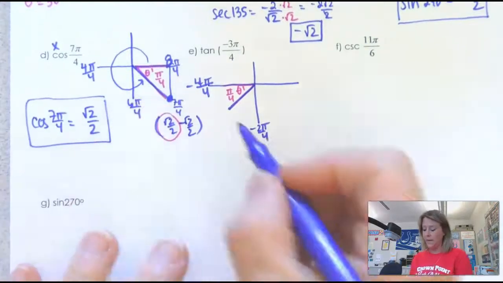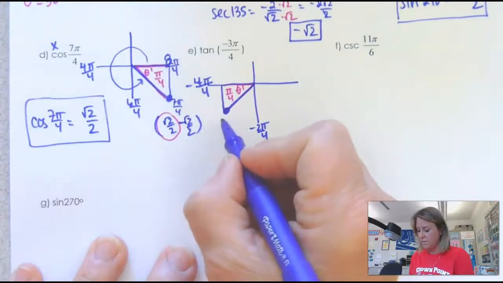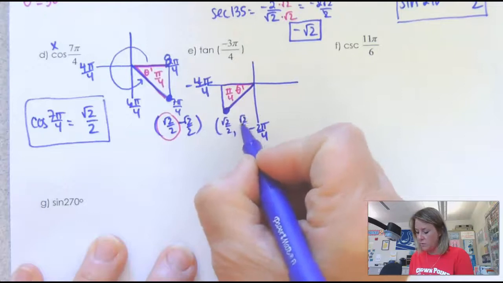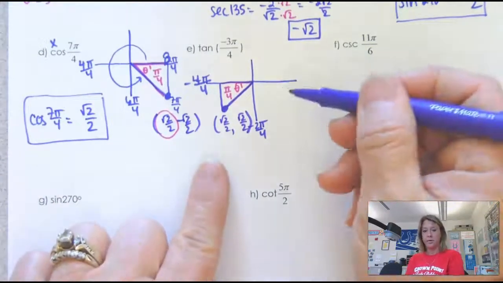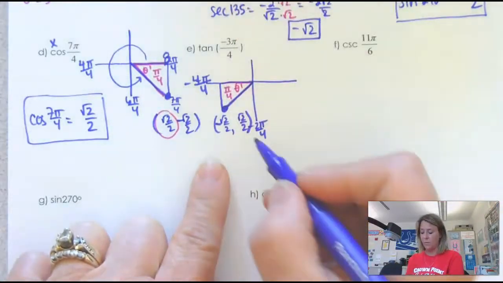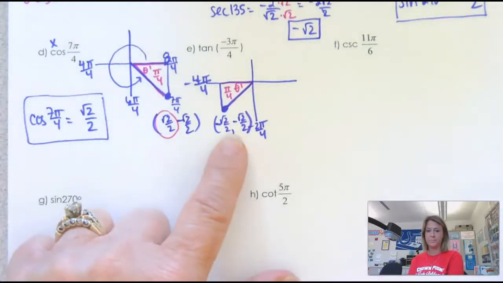Same ordered pair that we had last time. So this ordered pair, if you want to make it into a triangle, there it is. This ordered pair is radical 2 over 2, radical 2 over 2. My signs are not correct. X goes to the left, so the x is negative. Y goes down, so the y is negative. They're both negative in this third quadrant.